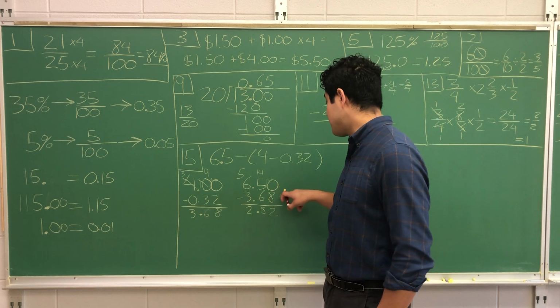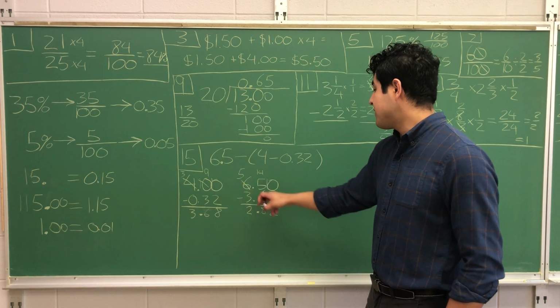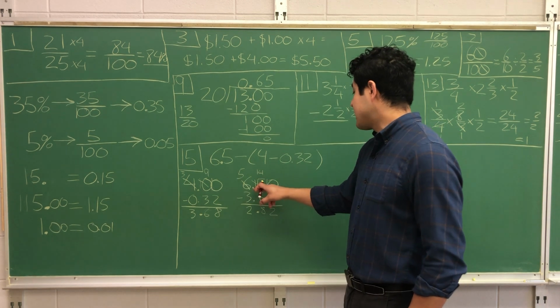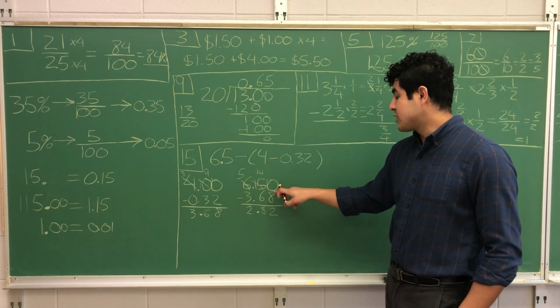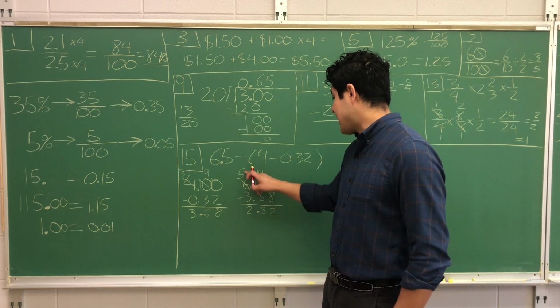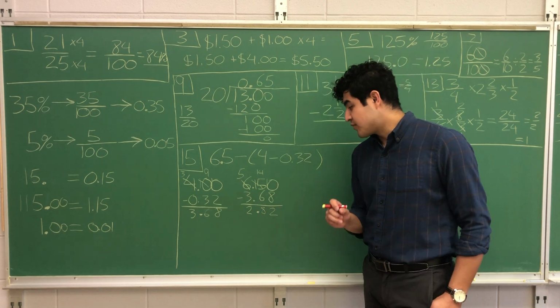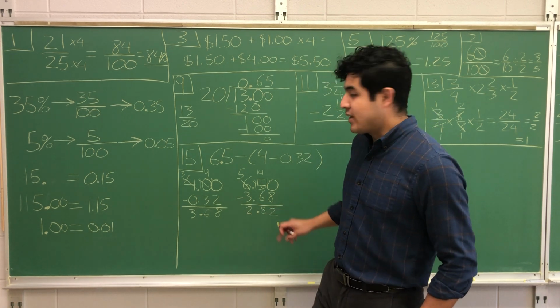Can't take away 8 from 0 or 6 from 5, so we borrow from the 6. The 6 becomes a 5, turning that into a 15. That becomes a 14, and now we can subtract: 10 minus 8 is 2, 14 minus 6 is 8, and 5 minus 3 is 2. To give us the final answer for number 15 of 2.82.